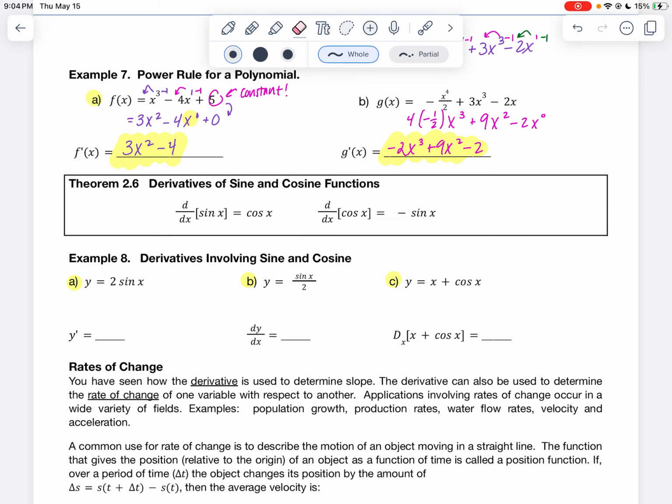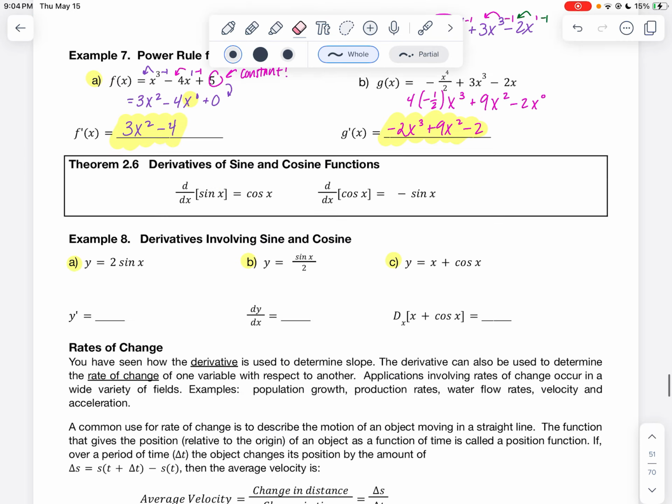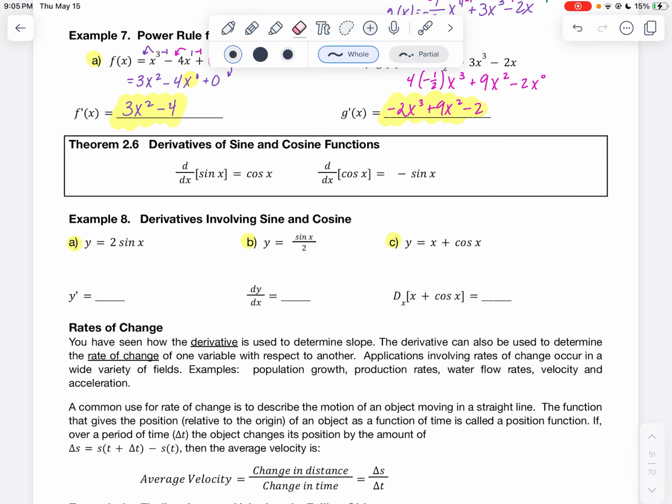All right, to continue on, we're on page 49. We're going to take a look at Theorem 2.6, which specifically talks about the derivatives of sine and cosine functions. When we take the derivative of sine of x, that gives me cosine of x. And when I take the derivative of cosine of x, it gives me negative sine x.